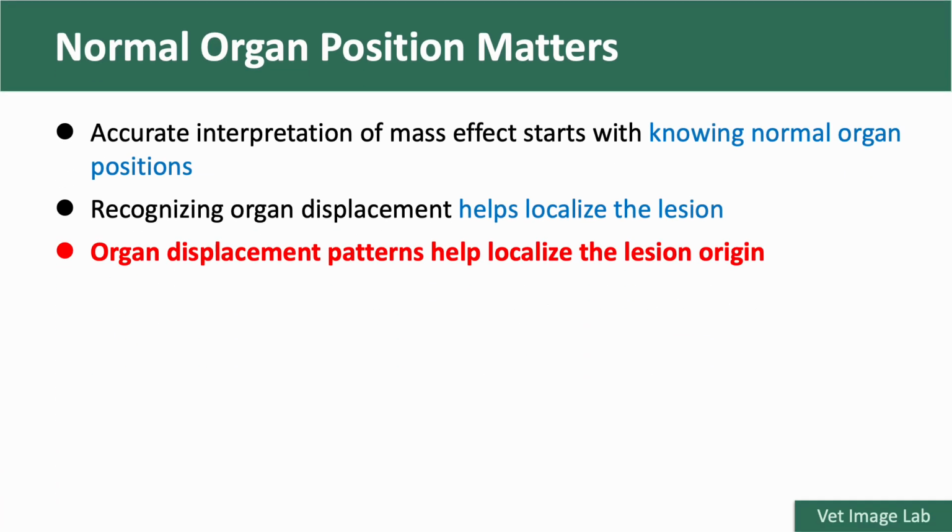To understand abdominal mass effect, we first need to know the normal positions of abdominal organs. Recognizing how organs are being pushed or shifted helps identify the presence, origin, and nature of a space-occupying lesion. These displacement patterns often provide critical clues, even when the lesion itself isn't clearly visible.